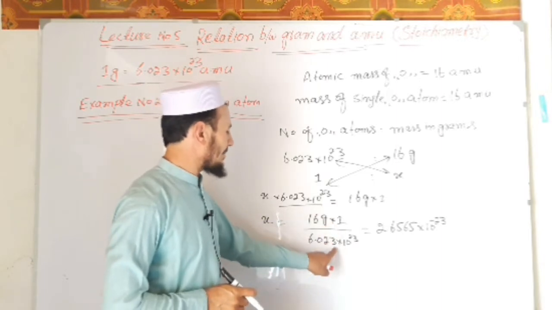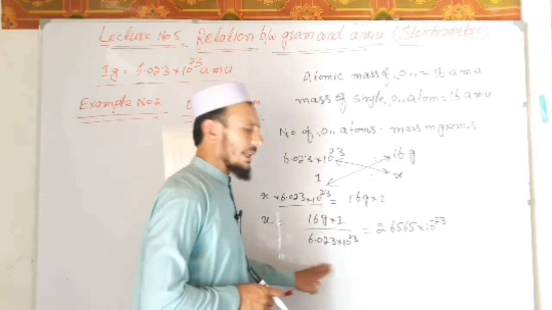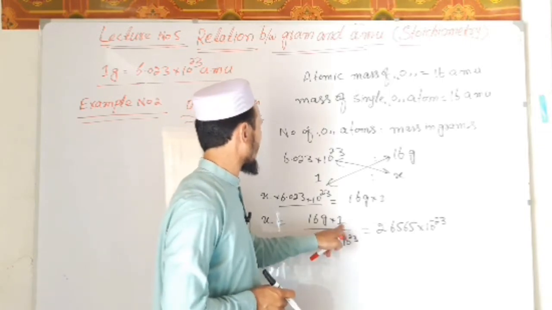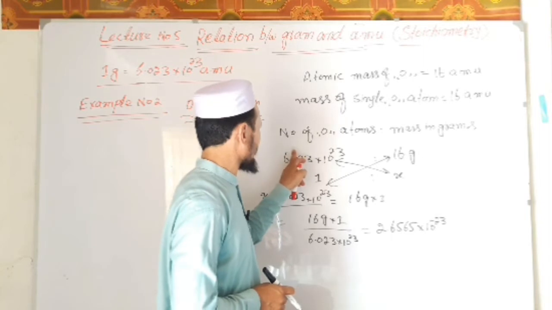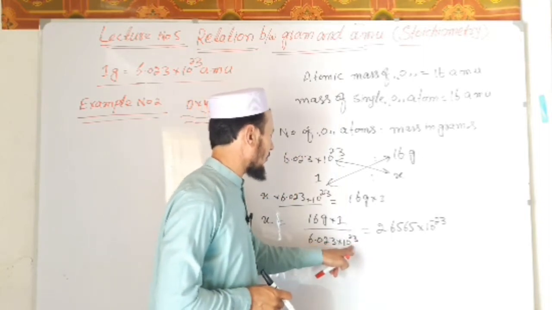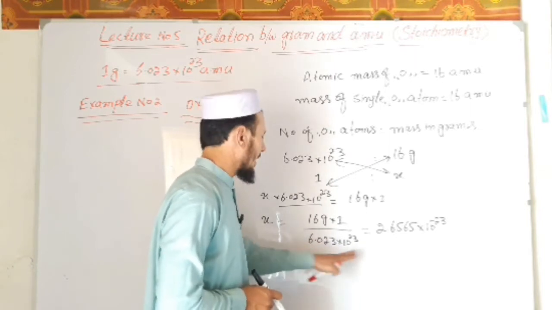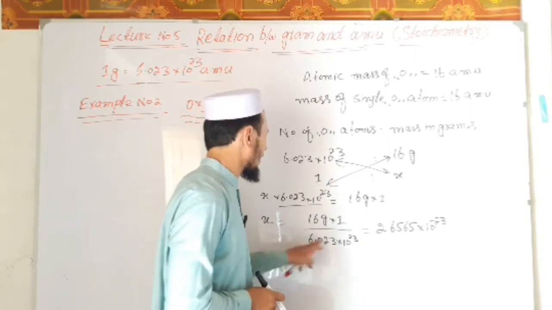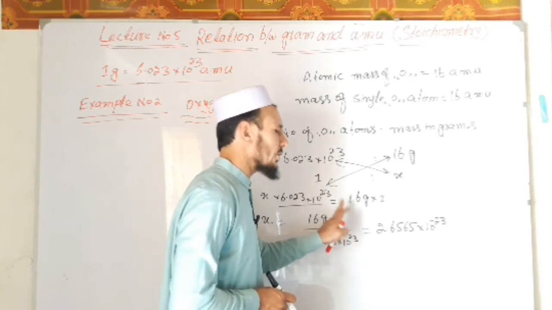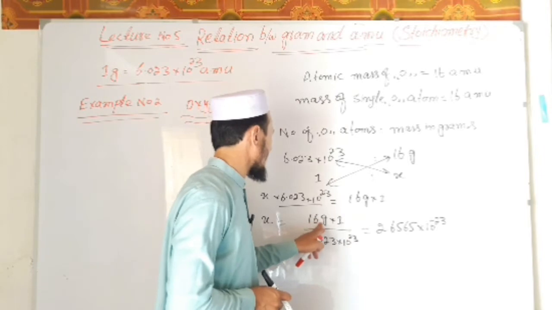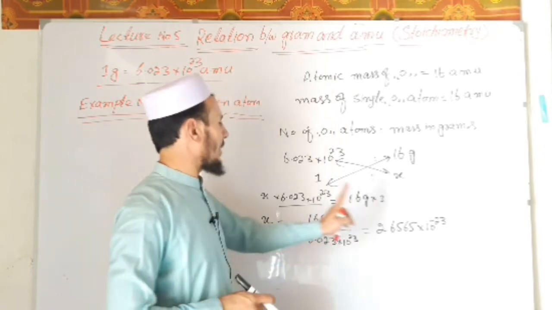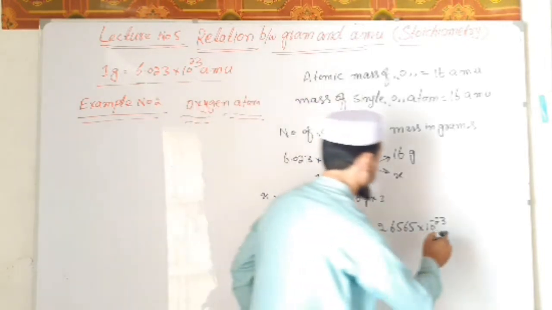As you see here, this is the number of oxygen atoms. In the denominator there is no unit. 6.023 multiplied by 10 raised to the power of 23 is the number of oxygen atoms. In the denominator there is no unit. 1 is also the number of oxygen atoms. It also has no unit. This is 16 gram, which has the unit gram. Therefore x will take the unit gram.